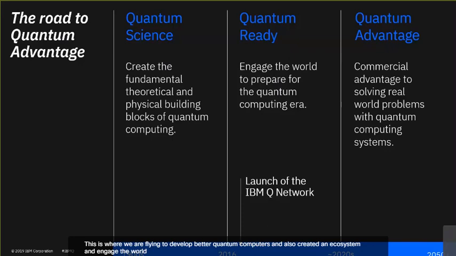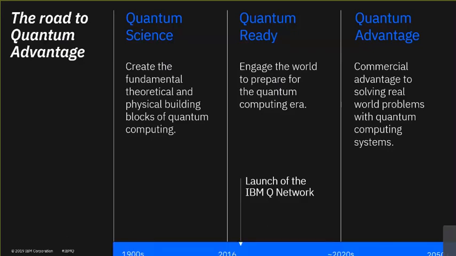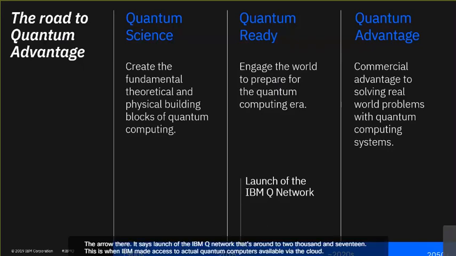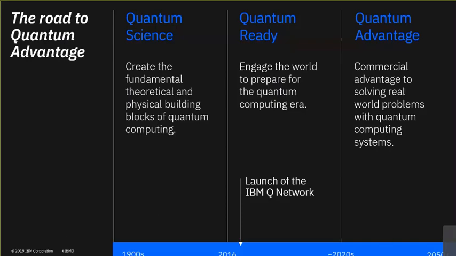This is where we are trying to develop better quantum computers and also create an ecosystem and engage the world for preparing for the era of quantum computing. The arrow there says launch of the IBM Q network. That's around 2017. This is when IBM made access to actual quantum computers available via the cloud.